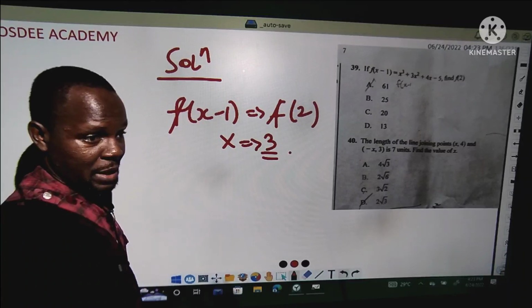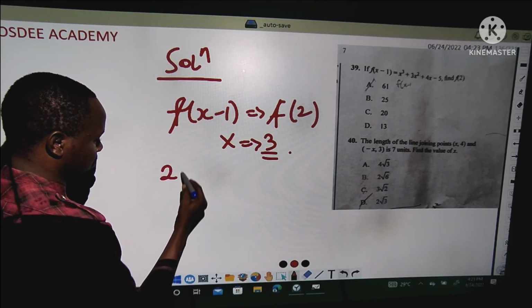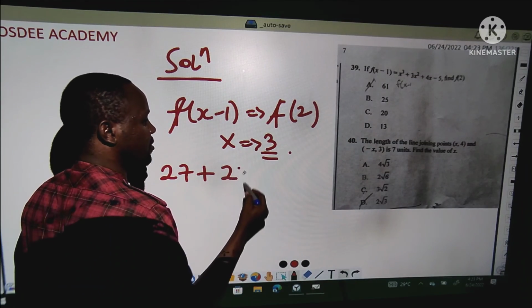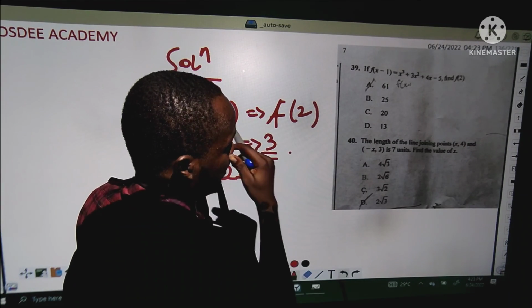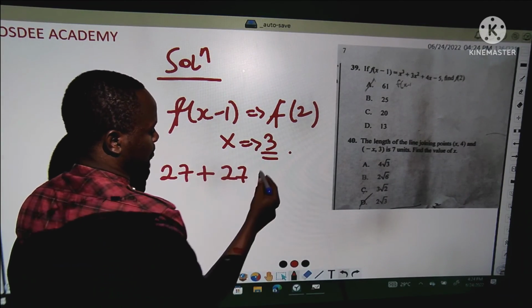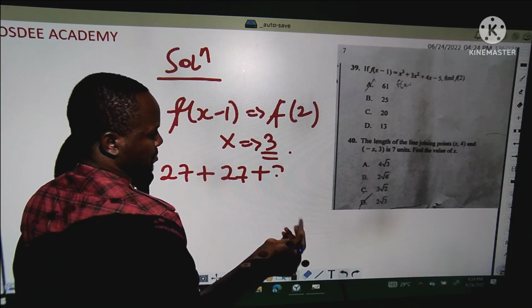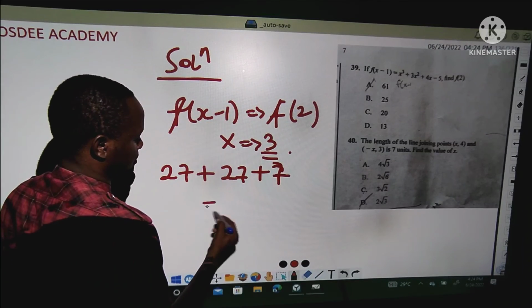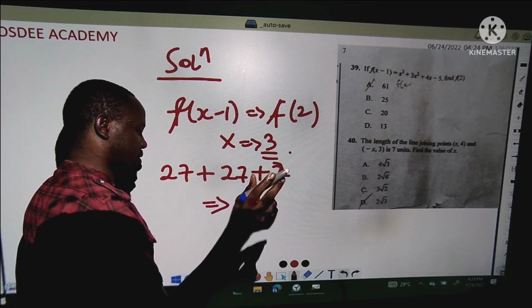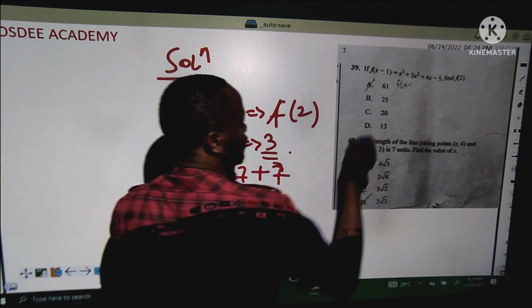So I'll do that in my method. 3 raised to power 3 is 27 plus 3 raised to power 2 is 9. 9 times 3 is also 27. Then 4 times 3 is 12. 12 minus 5 is 7. So you had everything. 69. 61. That is what the admin told me. So I think he should be right.